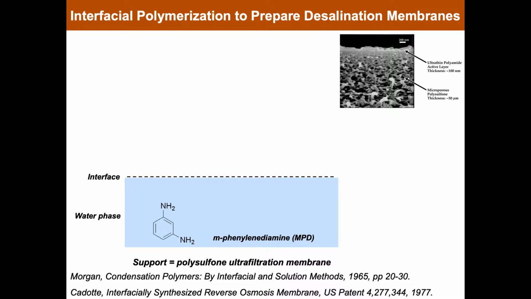And it's typically made out of polyamide today. These membranes are made in continuous processes. They were first developed by John Cadotte in the late 70s, and this structure and method of making desalination membranes has come to essentially dominate the industry.